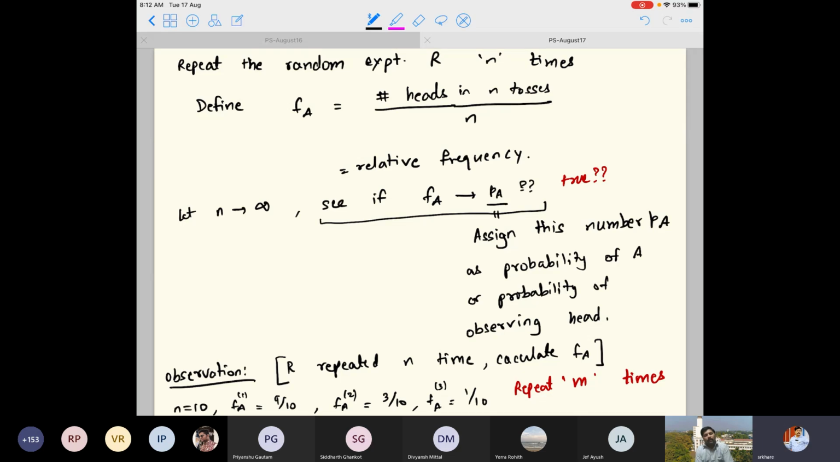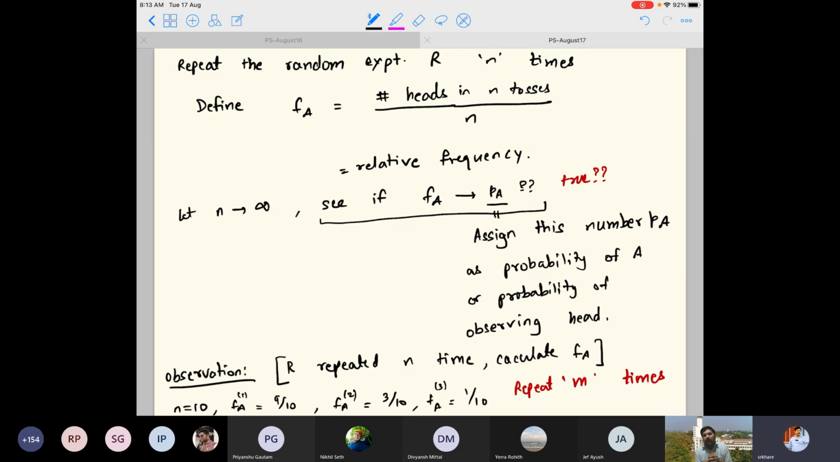Sir, could you please repeat what happens for n tends to infinity once more? Yeah. So n tends to infinity. What is going to happen when n goes to infinity? N goes to infinity, that means that you are doing more and more and more tosses. So you did 10 tosses and you observe how many heads you got.